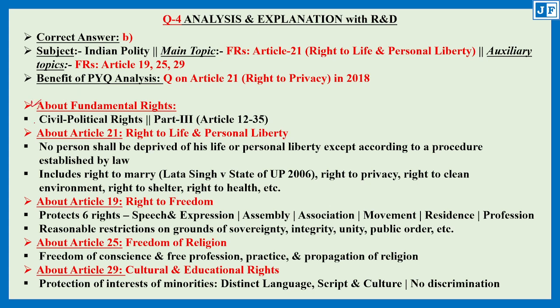First, we will learn about fundamental rights. What are these rights? These are civil political rights contained in Part 3 of the Indian Constitution from Article number 12 to 35. Regarding Article 21, this comes under right to freedom from Article number 19 to 22. Article 21 is about right to life and personal liberty. What does it say? It says that no person shall be deprived of his life or personal liberty except according to a procedure established by law. It also includes right to marry, right to privacy, right to clean environment, right to shelter, right to health.